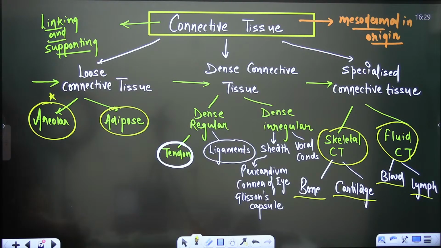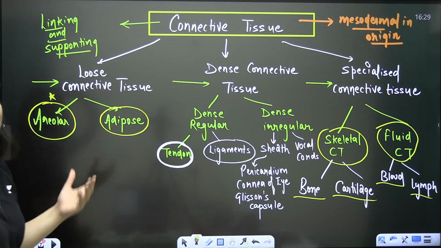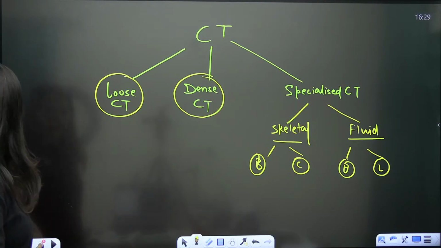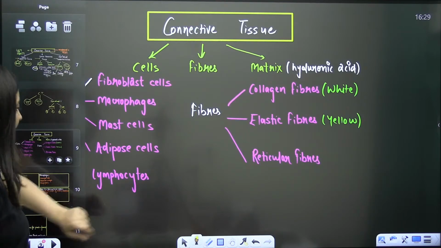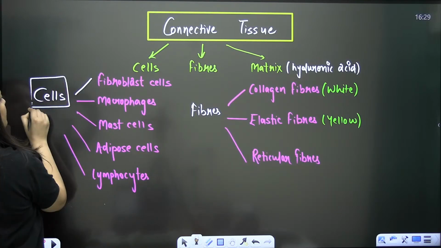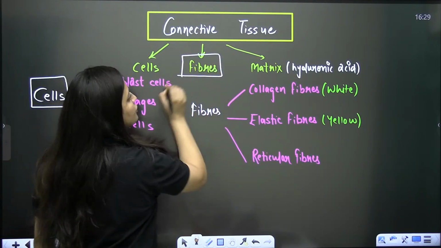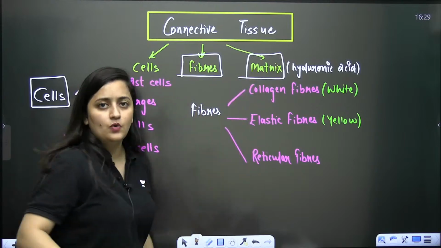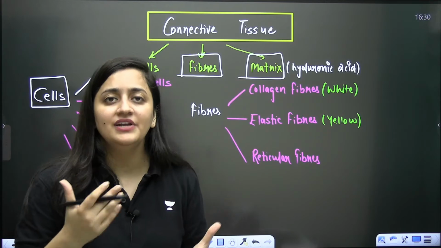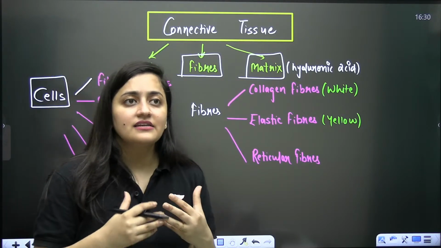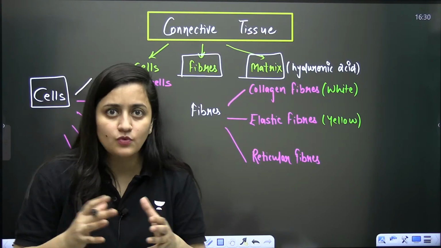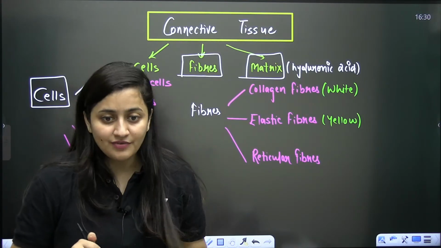Done? So in general, what do we find in the connective tissue? What is connective tissue made up of? Here we have the answer. In the connective tissue, you will find cells, fibers, and the matrix. Matrix means the ground substance. So ultimately, what we are discussing is what this connective tissue is made up of. That's what we are discussing, yes or no?